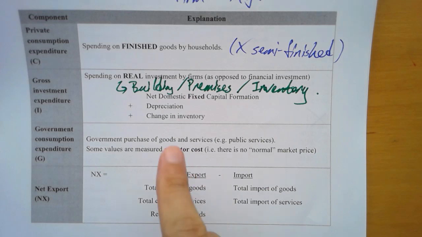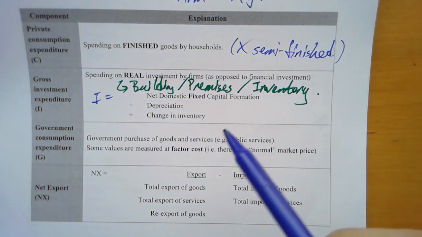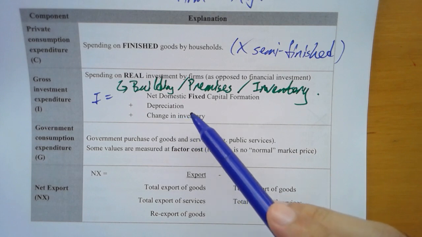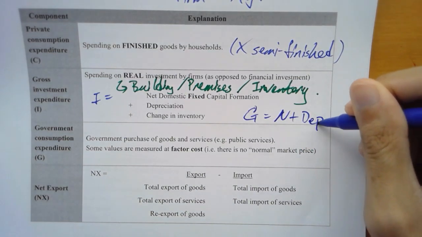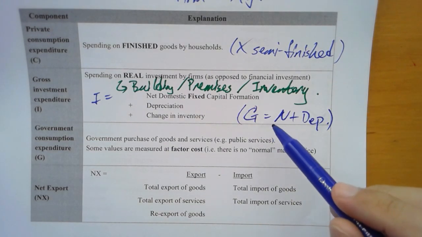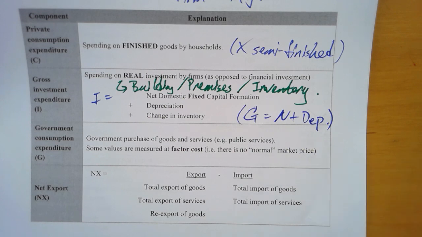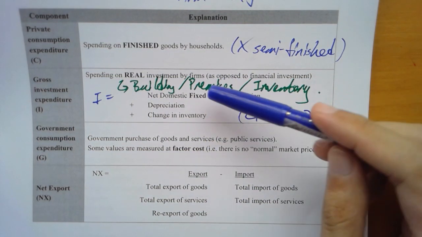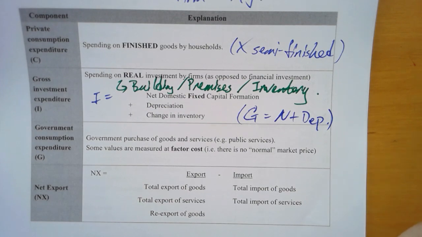Now here you see a formula for real I. I equals net domestic fixed capital formation plus depreciation, because remember, gross equals net plus depreciation. This is an accounting concept, so let's just take it as it is; don't worry about why, this is an accounting relationship. Finally, we also look at the change in inventory because, as we know, inventory is also a real investment, a real production. So the formula is net domestic fixed capital formation plus depreciation plus change in inventory. Okay? Now, next one.